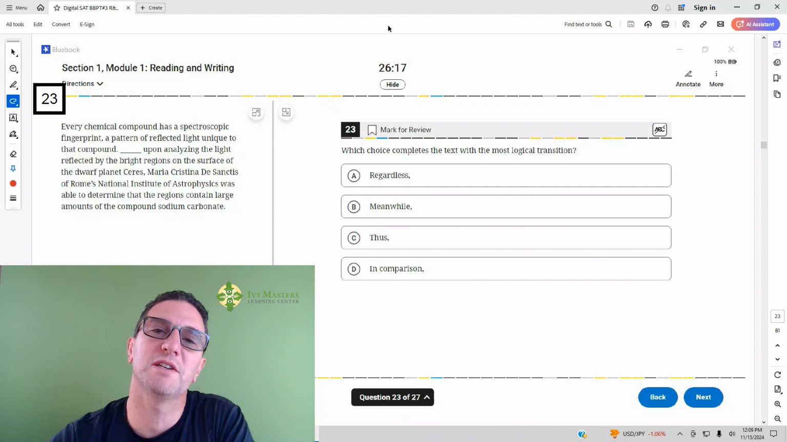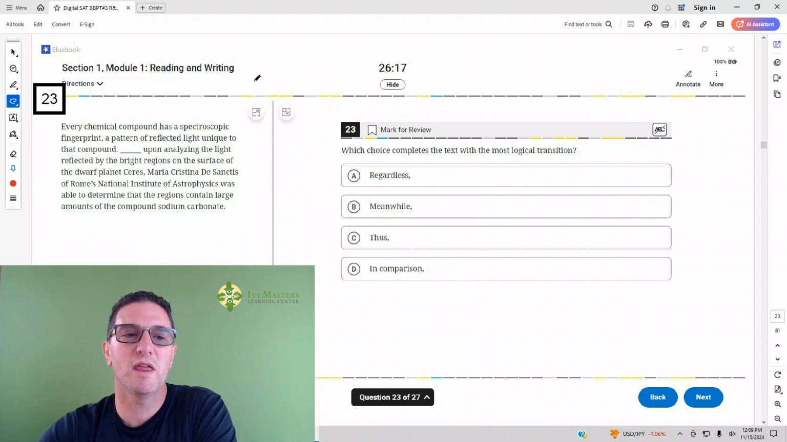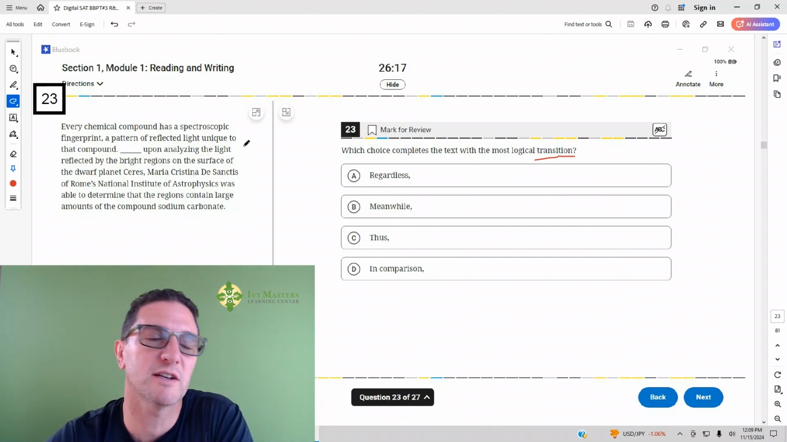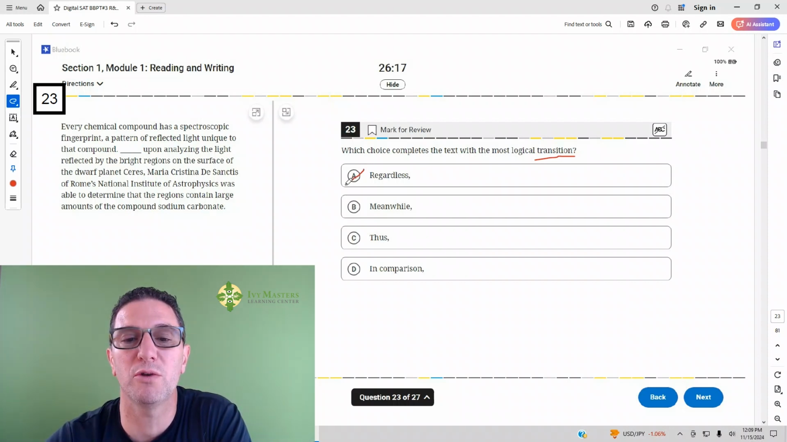23rd question from Digital SAT Test 3, Module 1. Number 23 is asking for the most logical transition. We've got to see whether what comes before and after the blank shows similarity or difference. It shows similarity. Since it shows similarity, we can get rid of "regardless" because that shows difference.